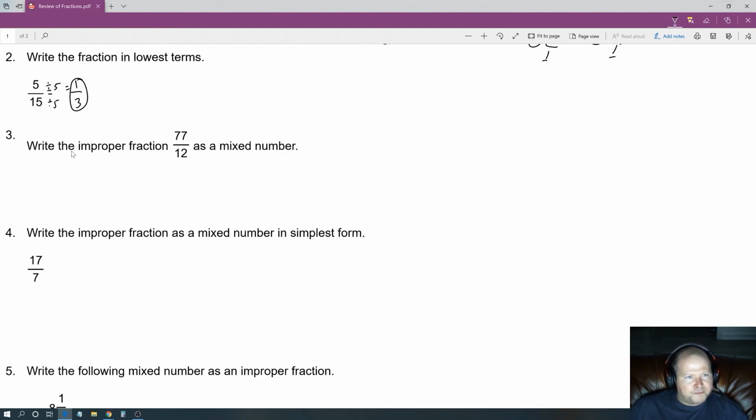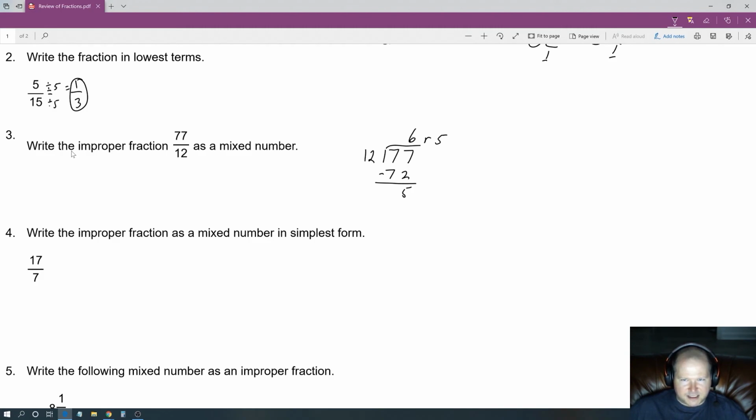Okay. So this one right here is saying write the improper fraction as a mixed number. Okay, so what we're going to do is take the numerator and divide it by the denominator. So I would say 12 can go into 77, looks like 6 times. Okay, and 6 times 12 is 72. We subtract 72 from 77, we get a 5. I cannot divide 5 by 12, so that is a remainder of 5.